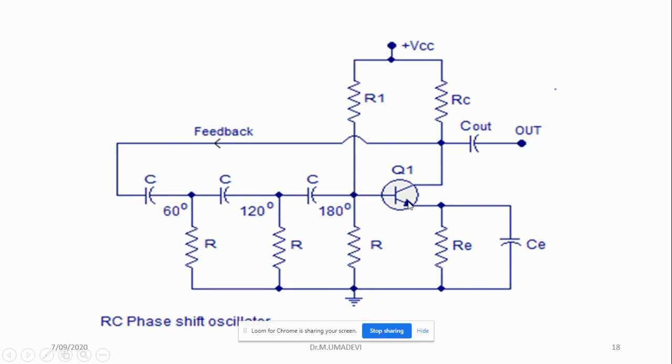And this circuit gives the three-stage RC phase shift oscillator. Q1 is an NPN transistor. So this is a three-stage RC network. It produces 60 degree, the second 120, and the third totally 180 degree. RE is the emitter resistance, CE is the emitter capacitance, Cout is the output capacitance, RC is the collector resistance, R1, R2 give the potential biasing for the base. VCC is the power supply.